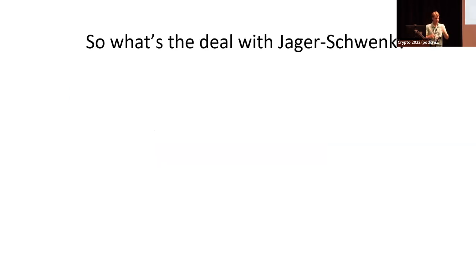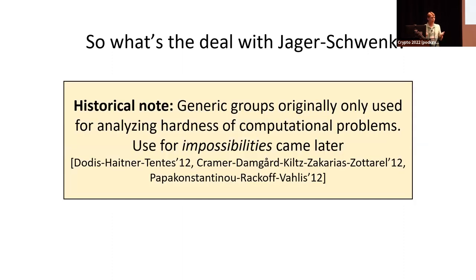Okay, so now we've established that the models are different. So how do we interpret the Jaeger-Schwenk equivalence? There's no flaw in their work. There's no actual contradiction. But what actually happened here, I think, is just a change in perspective.